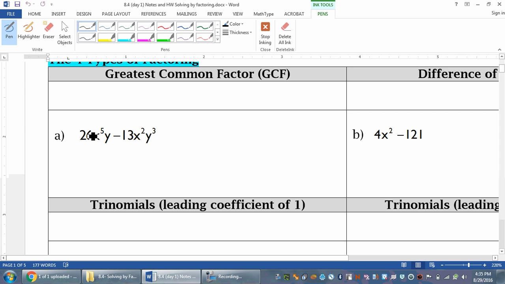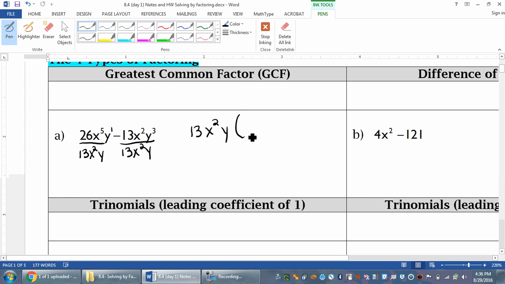What you need to first recognize is what number can go into both 26 and 13, which is 13. 13 times 2 is 26. From here, let's look at the x's. Remember, we choose the smallest exponent. So between x to the fifth and x squared, we choose x to the second power, so x squared. Same thing for the y's. Y to the first, y cubed, we choose y to the first. 13x squared y is my GCF, so again, that's going to come out in front.